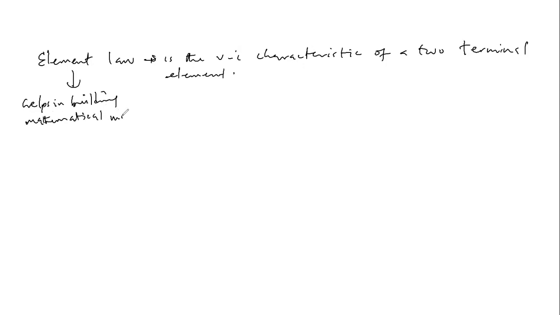Mathematical models. Why? Because in engineering, we relate well with models. Given a particular model, we should be able to synthesize the circuit. If we want to design a circuit, we should be able to tell the mathematics or the model that relates these elements in terms of the current and voltage. So the IV characteristics, which is the element law, helps us with that. In other words, we have a graphical representation where we plot the current against the voltage. This is the origin, zero.